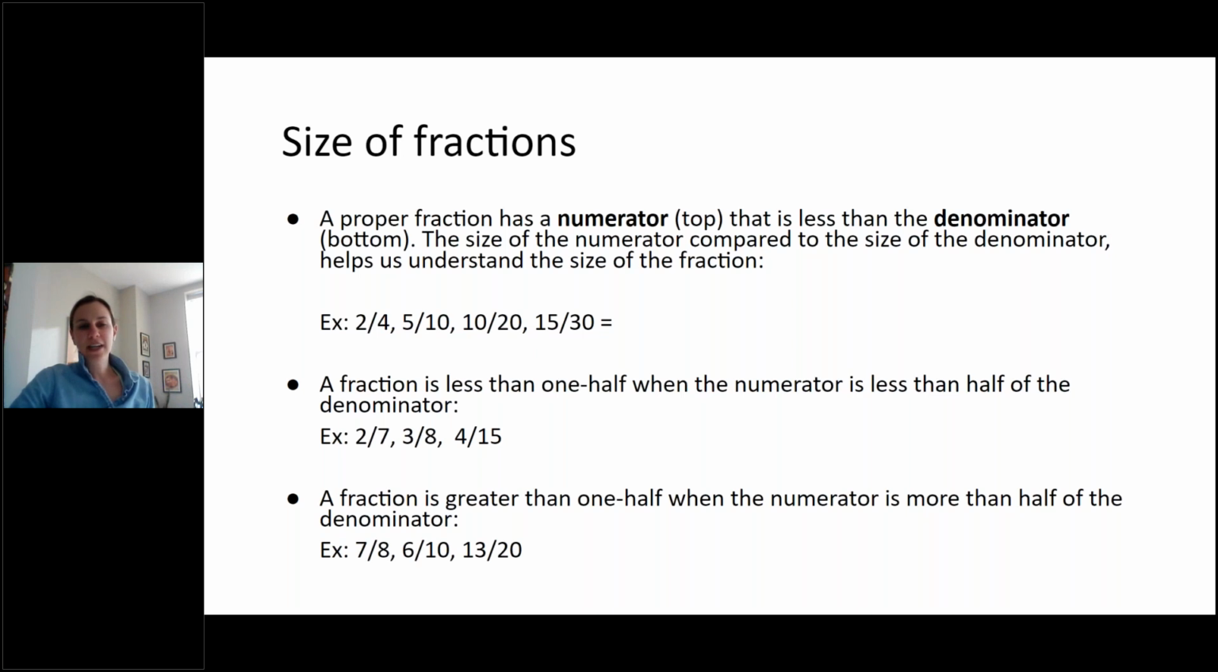Now, how do I know when I'm looking at a fraction if it's a half? I can identify it because I can simplify the fraction down, right? So 2 over 4, I divided the numerator and the denominator by 2 to reduce it to 1/2. I did the exact same thing with 5 over 10. I took the 5 and the 10, and I said both of these numbers are divisible by 5. So I divided 5 by 5, which gave me 1. I divided 10 by 5, which gave me 2. I did the same thing with 10 over 20 and 15 over 30.